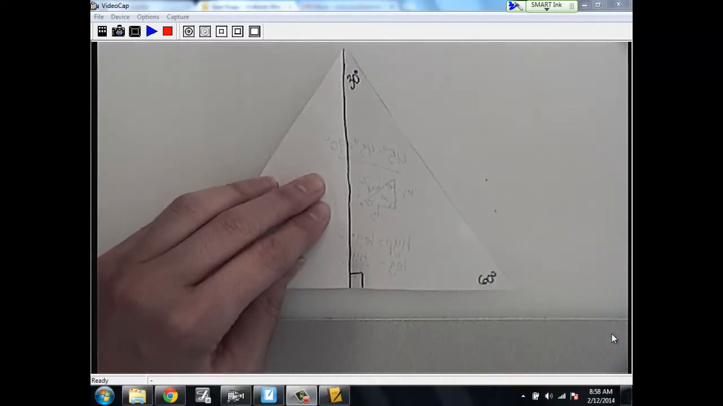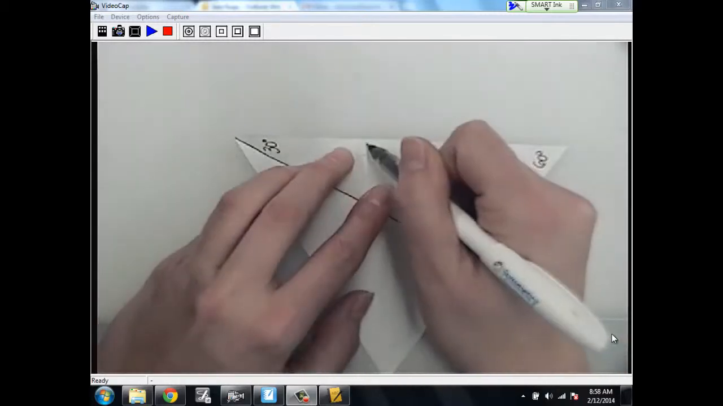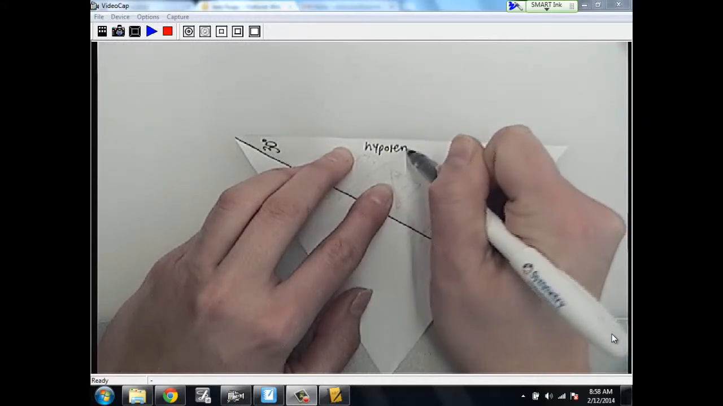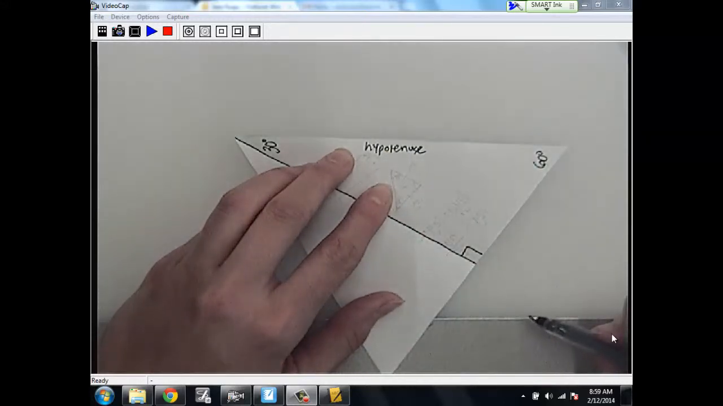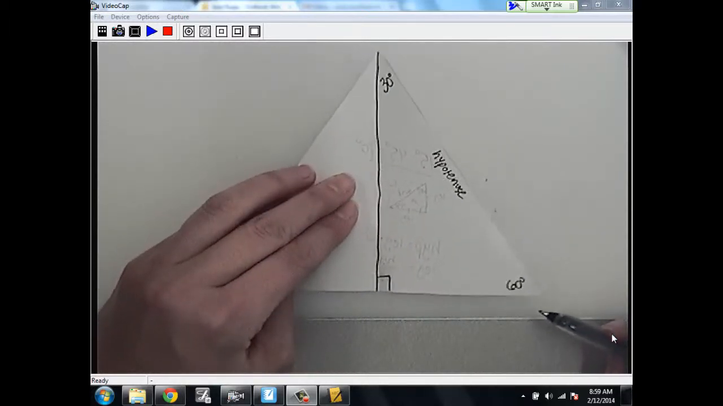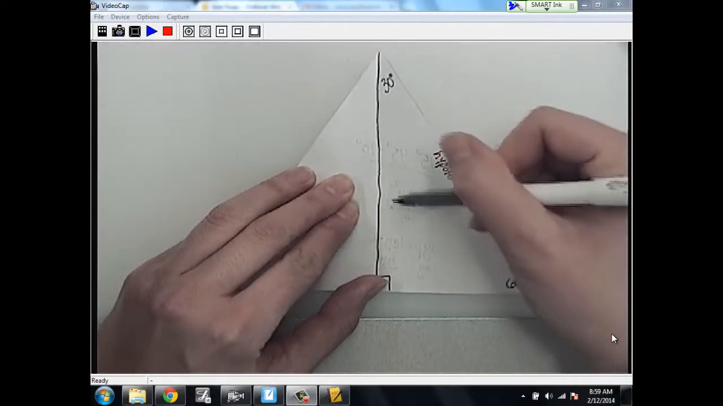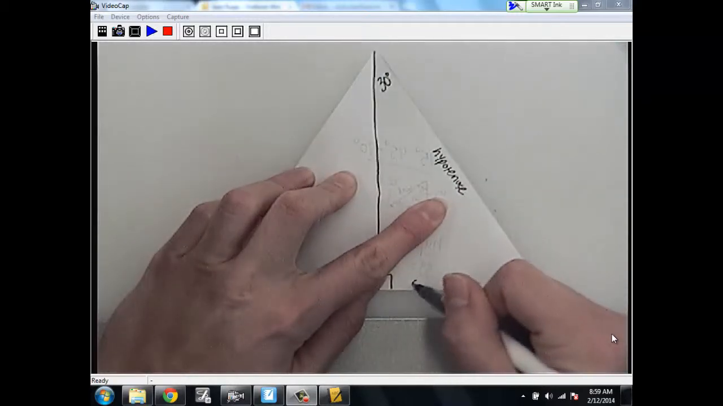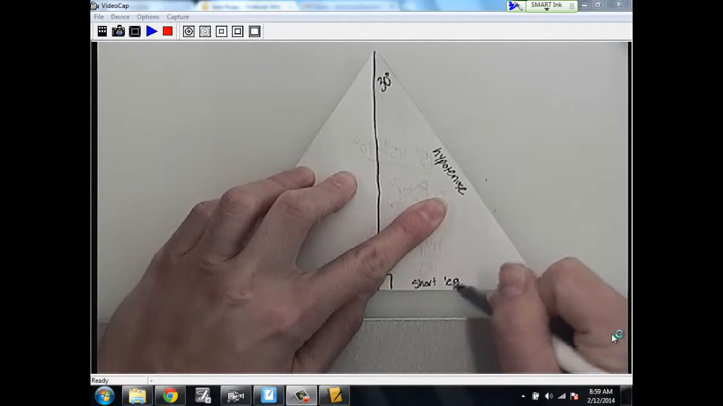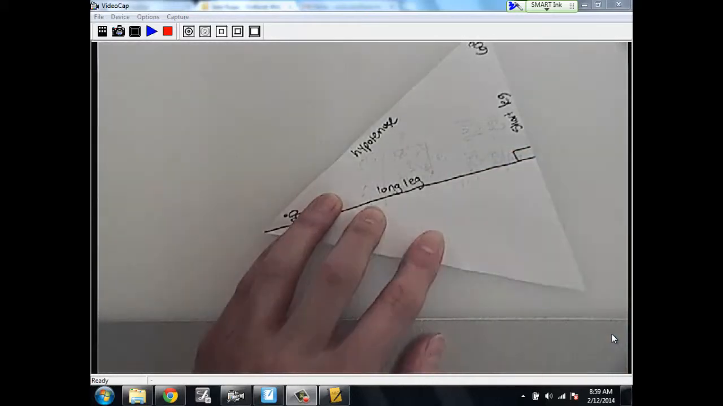This is sweet. Ready for this? Across from my right angle, we say this side is our hypotenuse. So I have my hypotenuse. And then I have these two legs, but are they the same length? No, they're not the same length, so I'm going to say this is my short leg, because it's the smaller one. And I'm going to say this one is my long leg. I have a short leg and I have a long leg. Cool?